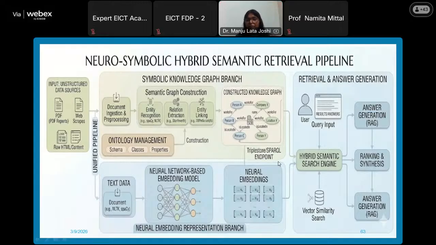Now, after considering these two independent constructions, we are combining both of these as a hybrid semantic solution. Then the user provides an input query, and after the embeddings are constructed, vector similarity is also provided. Then the answer is generated by RAG, that is retrieval augmented generation. The answer will be generated as per the query. Then ranking will be done, and the ranked answers will be generated. This is how the neurosymbolic hybrid semantic retrieval pipeline works over the semantic graph, combining the neural embeddings as well.